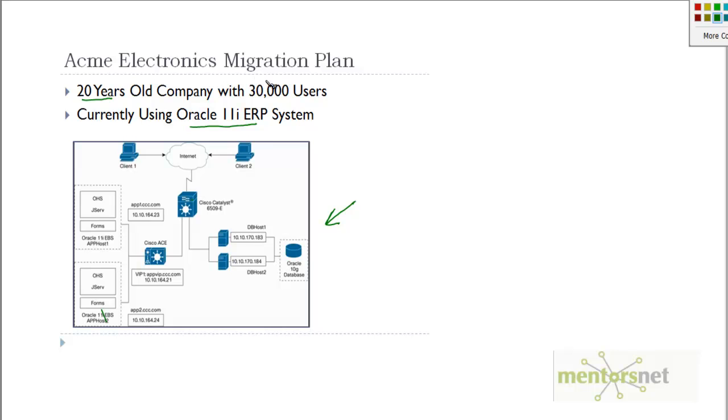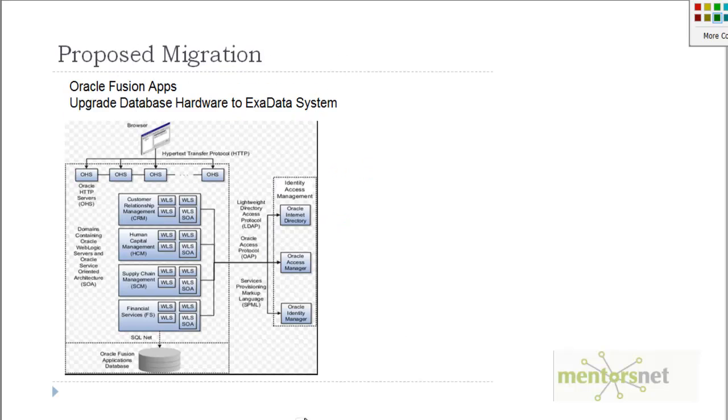Acme Electronics wants to migrate from this system to a new system that will look like this. They are going to use Oracle Fusion Apps, the latest version of Oracle ERP, and they want to upgrade their databases to the Oracle Exadata system. This is the schematic representation of the new deployment. This is your Oracle database, and all the Fusion Apps run on Oracle WebLogic server, and there are also some identity and access management components.